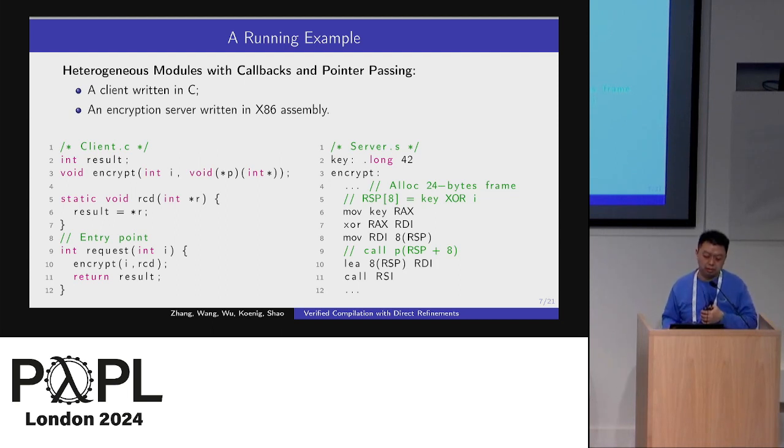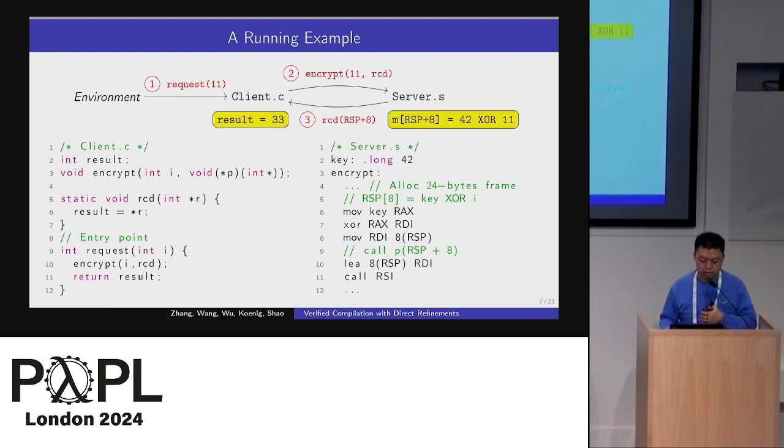This example consists of two modules, a client and a server. The client will accept requests for encryptions and forward those requests to the server. A typical interaction is that the environment initiates the request. For example, it wants to encrypt the value 11. Then the client calls the server's encrypt function, passing this value. It also passes a callback function called rcd to the server.